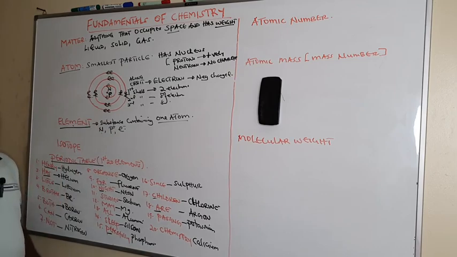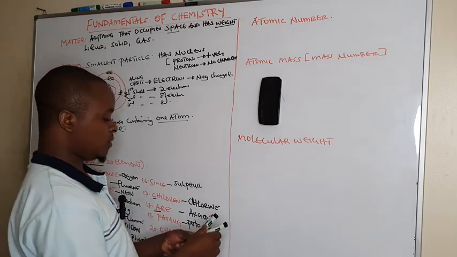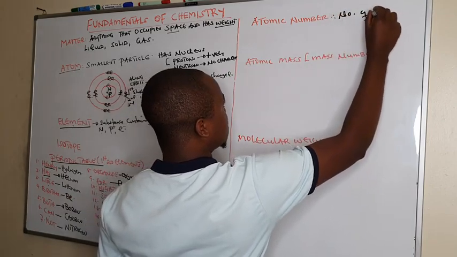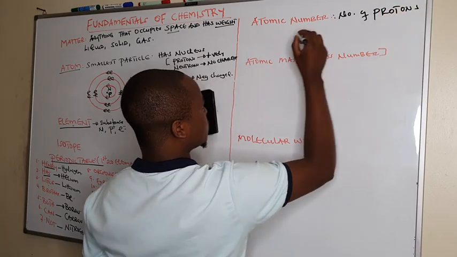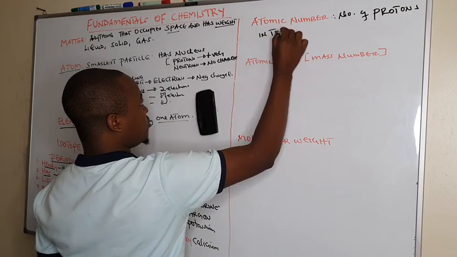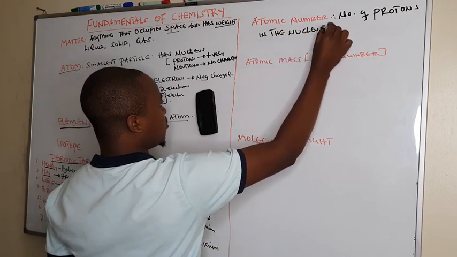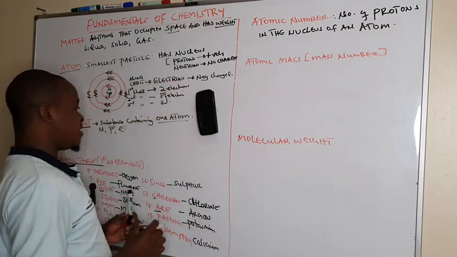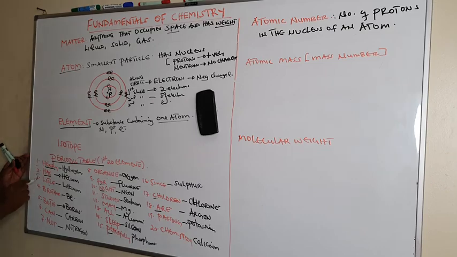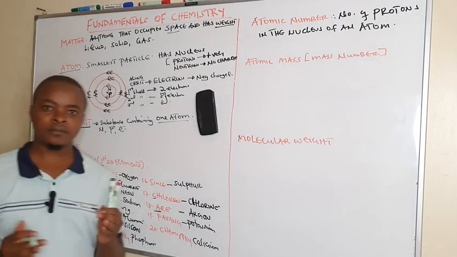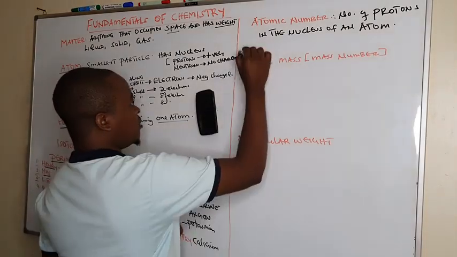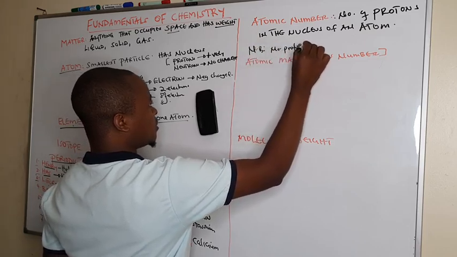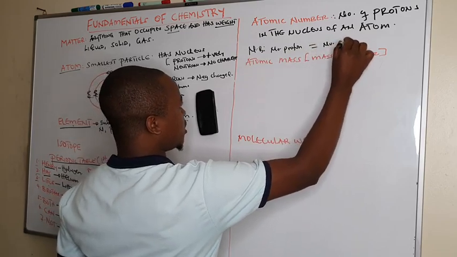an element. So we are going to tell you that the atomic number of an element is the number of protons. This is the number of protons in the nucleus of an atom. And these numbers, number 1, number 2, they are determined according to the number of protons. And I want you to remember, you note that number of protons is always equivalent to number of electrons.